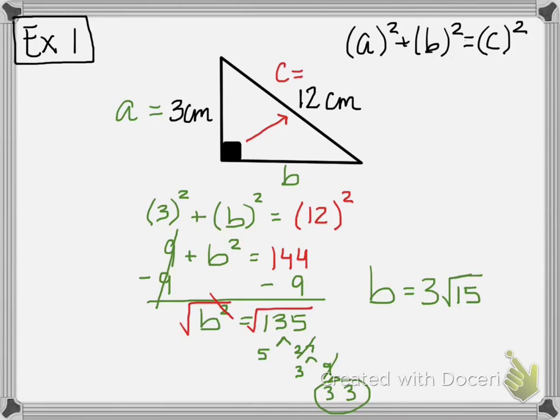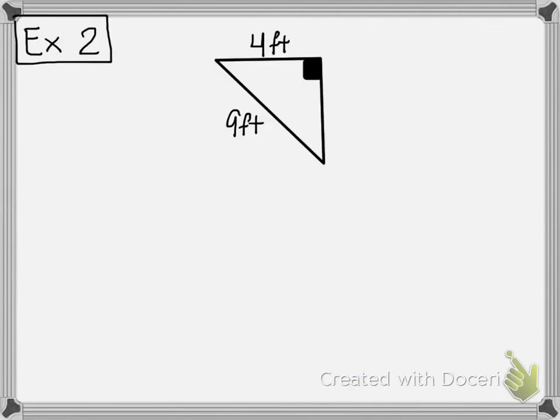And just like we did in lesson 1, we can't forget our units, so centimeters. That's my answer for side B, 3 radical 15 centimeters. Okay, let's try another example together. Example number 2. Same idea here.